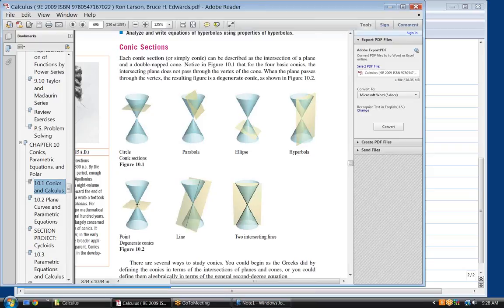none of which are conics. A point, although I suppose you could argue that why is this degenerative? Isn't that just a circle of radius 0? Yeah, right.